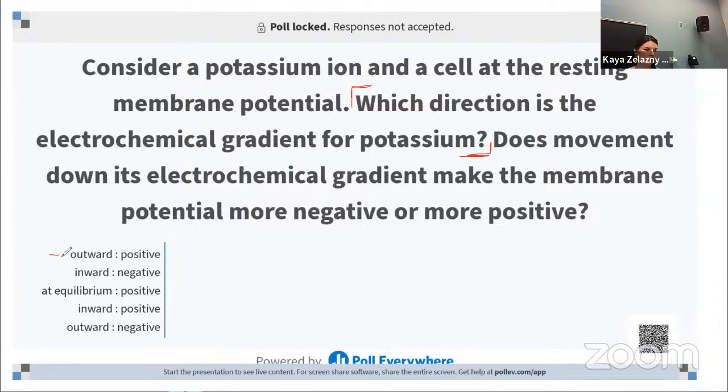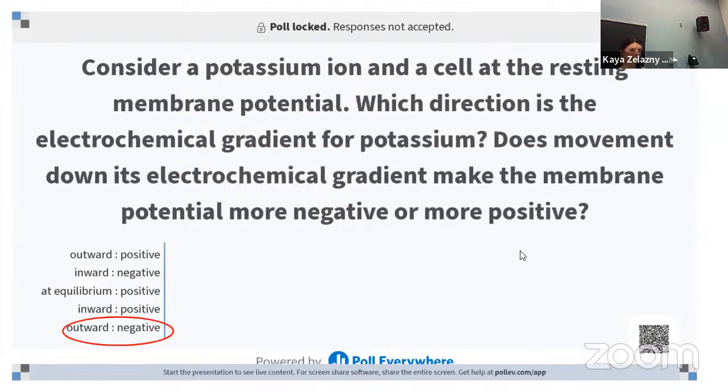So we have two options. Potassium wants to go out of the cell. And when potassium leaves the cell, does that cell become more negative or more positive? Yeah, perfect. We're moving positive ions out, so it becomes more negative. Okay, so we talked about that last time. We talked about our vocab word that we're going to see later on, that this is hyperpolarization.